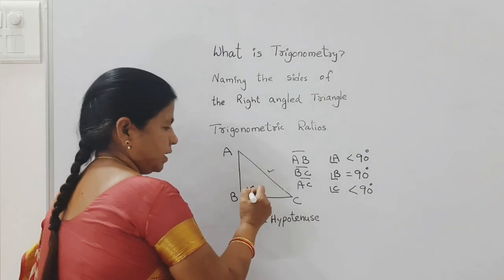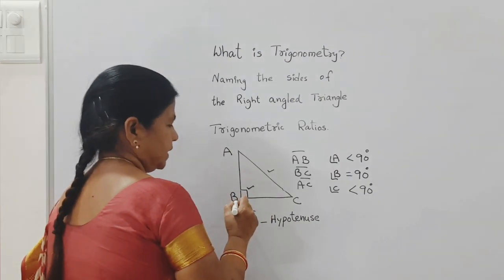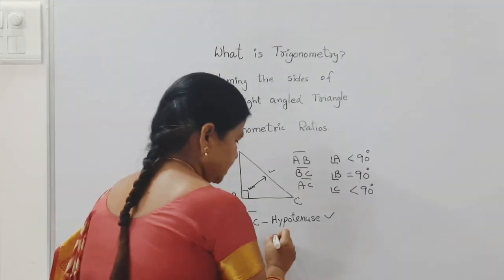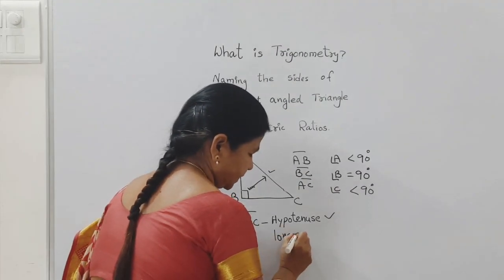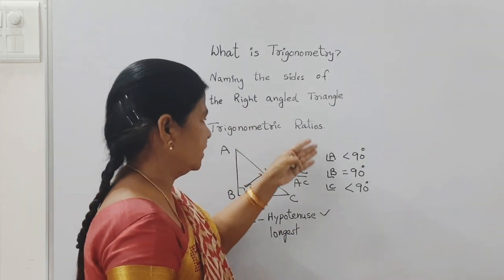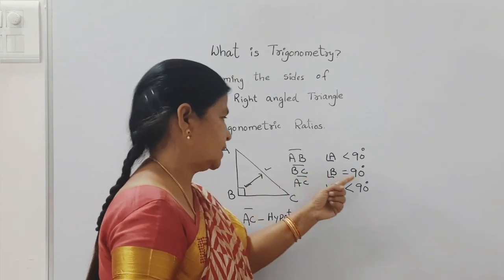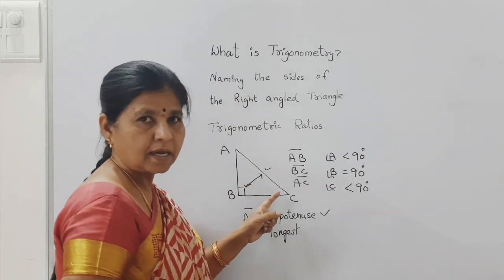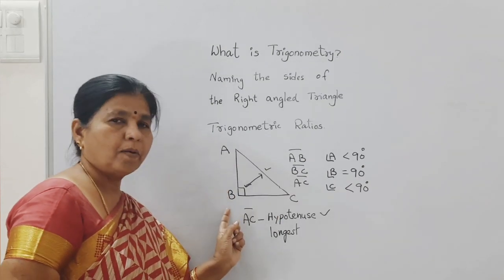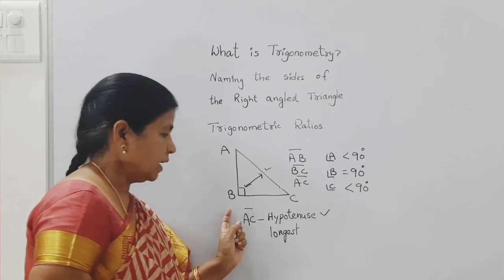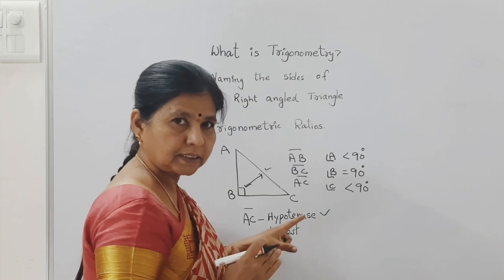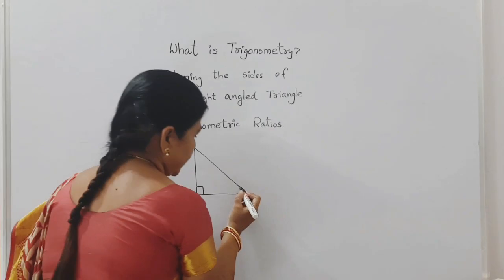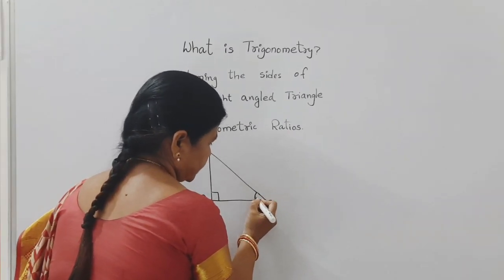Which is opposite to the 90 degrees. So, angle B is 90 degrees and opposite to this is AC, and this side is called the hypotenuse. So, this is the longest side. There are three sides and three angles, and one angle is 90 degrees and the other two are acute angles, and one of the sides is called the hypotenuse, which is opposite to the right angle, and that hypotenuse is the longest side.